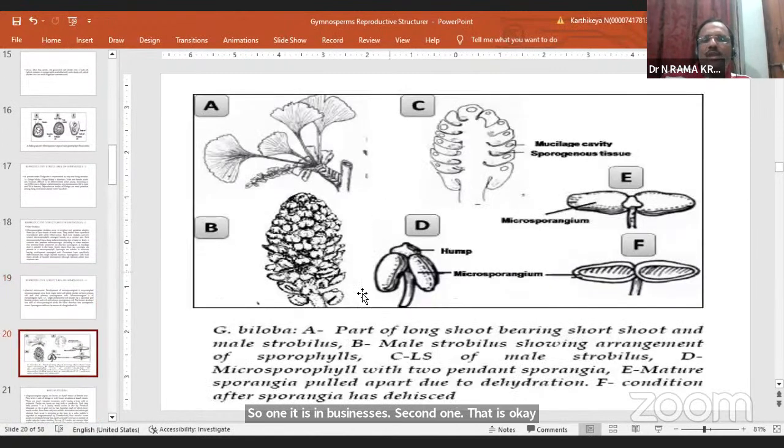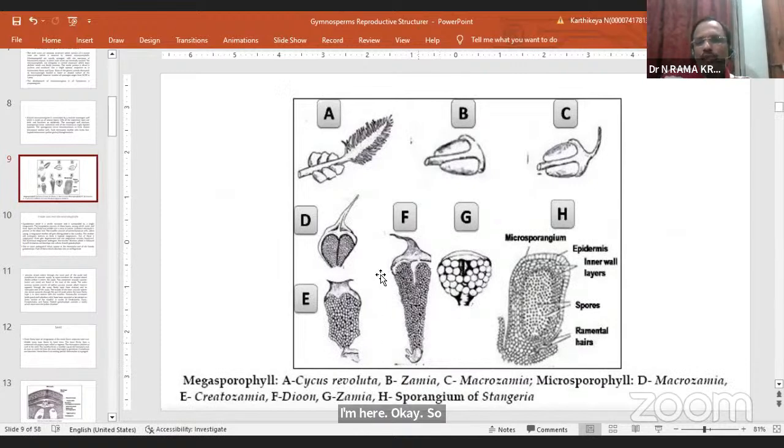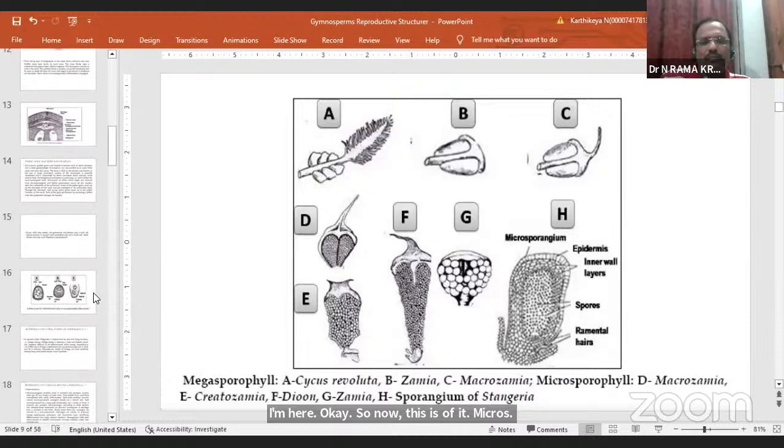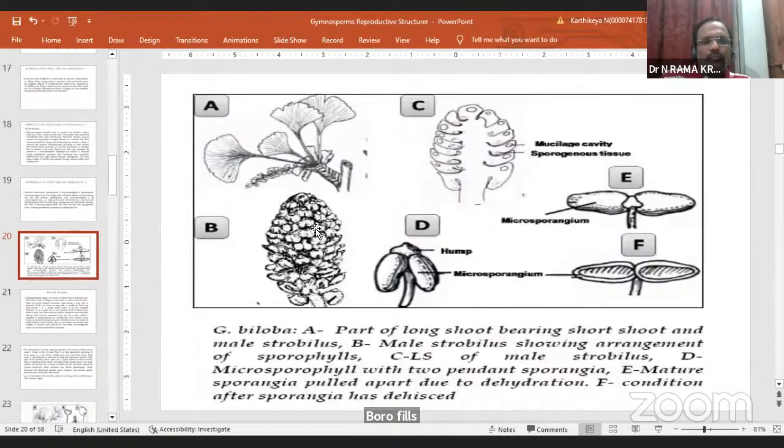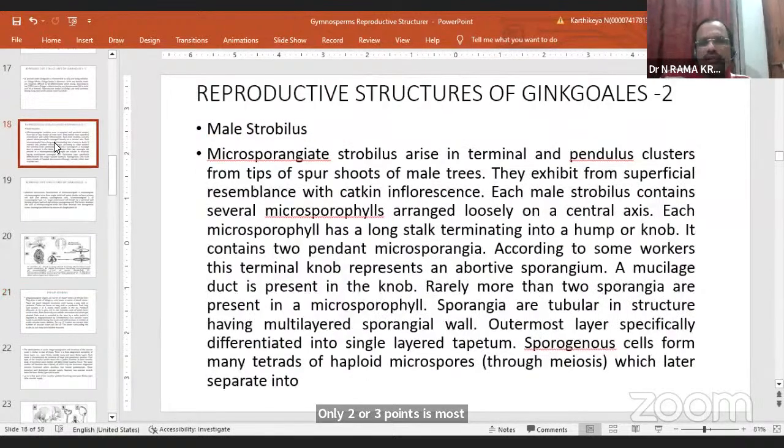Now you see, I am showing one picture just to compare Cycas and Ginkgo. This is the microsporophyll, where in Cycas it is different, but here you see this group of structures. That is the male reproductive structures. Only two or three points are most important for male reproductive structures. One, it is in clusters. The development is eusporangiate development. The arrangement is very loose. That is Ginkgo.